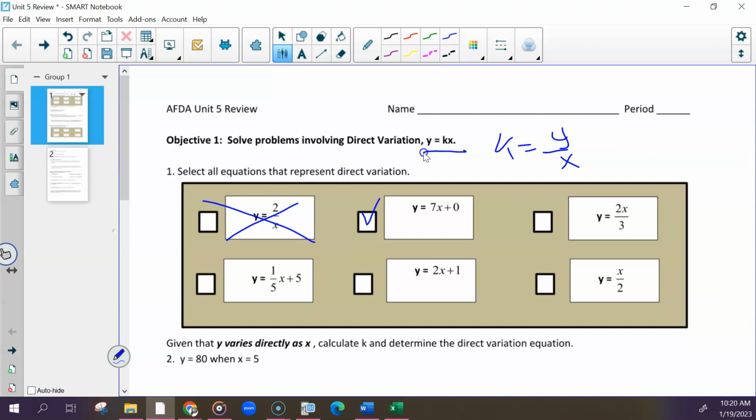Yes. You can rewrite this, y equals 2 over 3x, and then it looks just like the equation, so that is direct. This one? No, because of that 5. This one? No, because of the 1. And then this last one. Actually, yes. Because we can rewrite it just like this first one. y equals 1 over 2x. Questions on any of those?